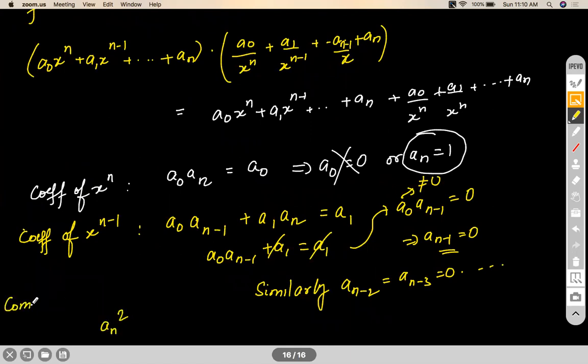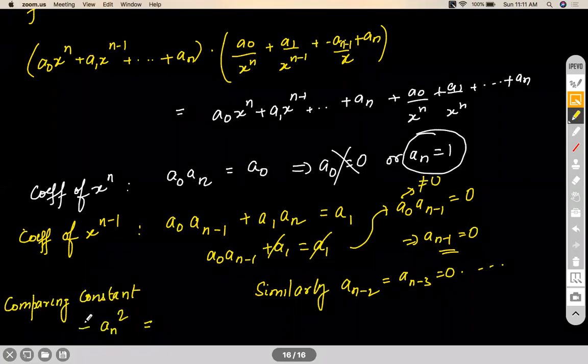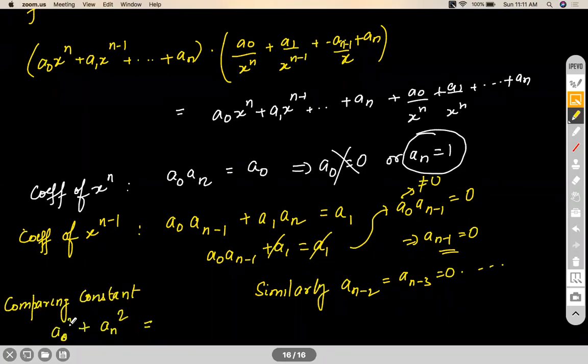Let me write comparing constants on both the sides. Comparing constants on both the sides, you'll get an square. And on this side, you will end up getting constant term as how much? This into this, sorry, an square and also a naught square. Sorry, my bad. a naught square. That will also give you a constant term, correct? Rest other terms, they would be there, but they would be zero because a1 square, a2 square, etc. They will all be zero. We have already seen that over here. So those terms you need not write.